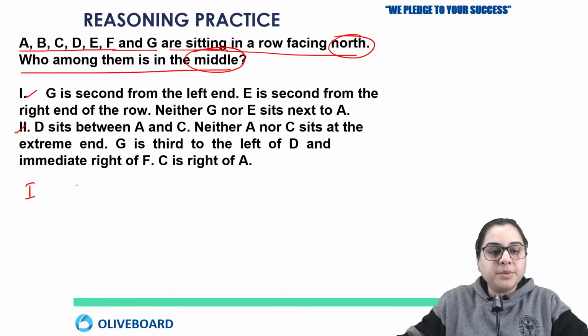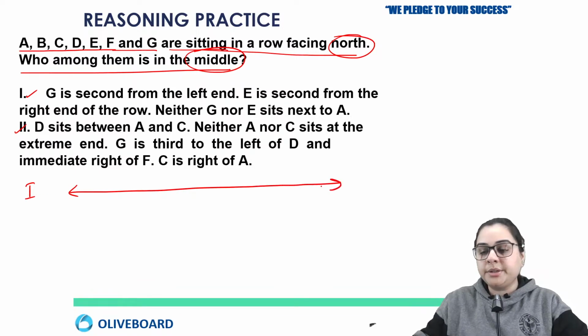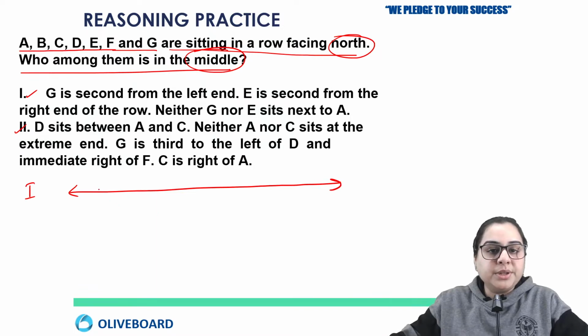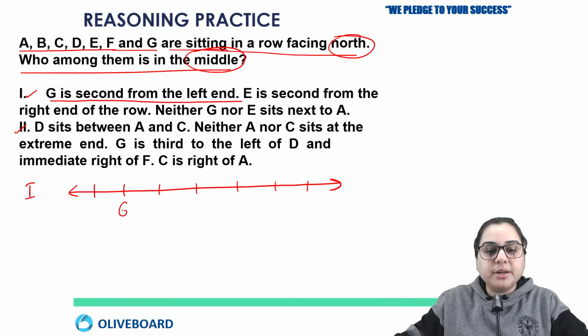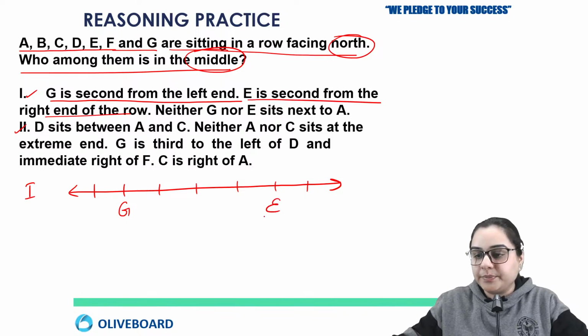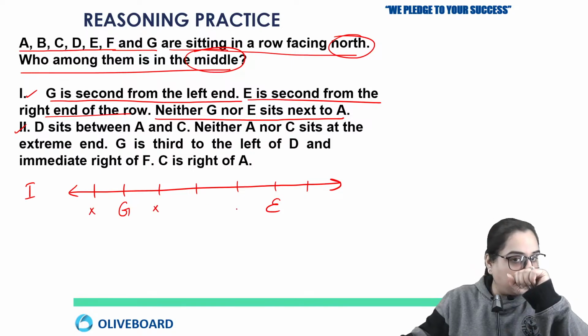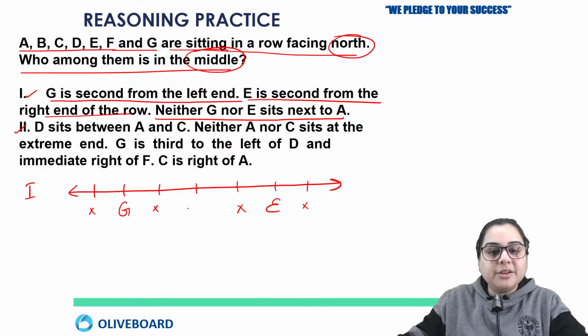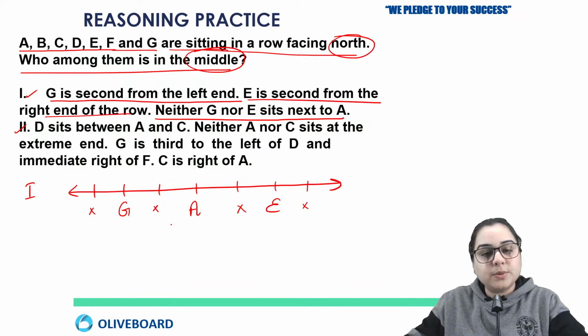So the first statement here, let's solve the first statement. Here there are 7 friends, A, B, C, D, E, F, G. Let's mark 7 positions. The information in 1 is that G is second from the left hand, so here I am going to write G, and E is second from the right hand, so here I am going to write E. Next we have that neither G nor E sits next to A, meaning A is not the neighbor of G as well as E. So if A cannot come with G or with E, we are left with just one position. So here I am going to write A.